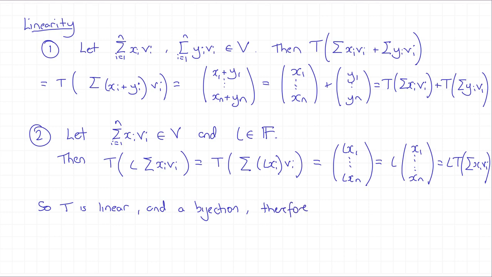That means T is a bijection, T is linear, and so T is an isomorphism from V to F^n. Therefore, every vector space of dimension n over a field F is isomorphic to F^n.